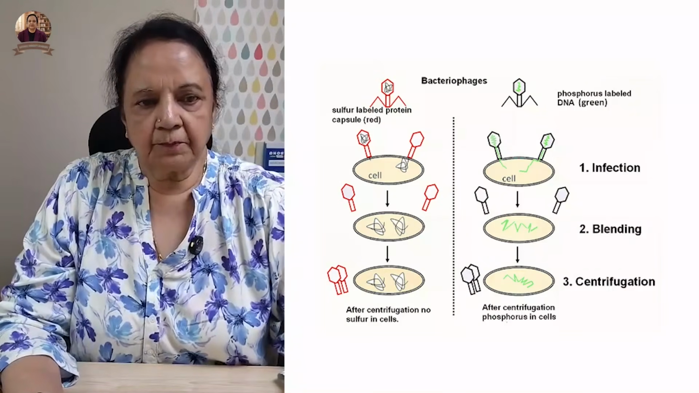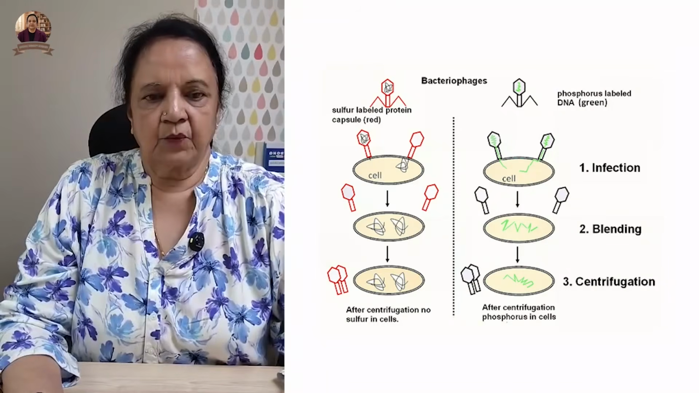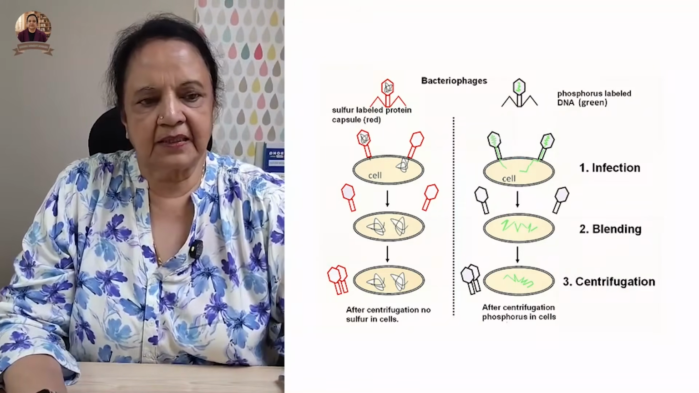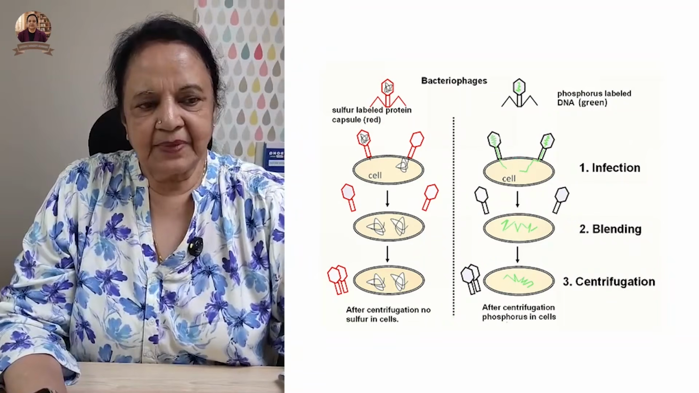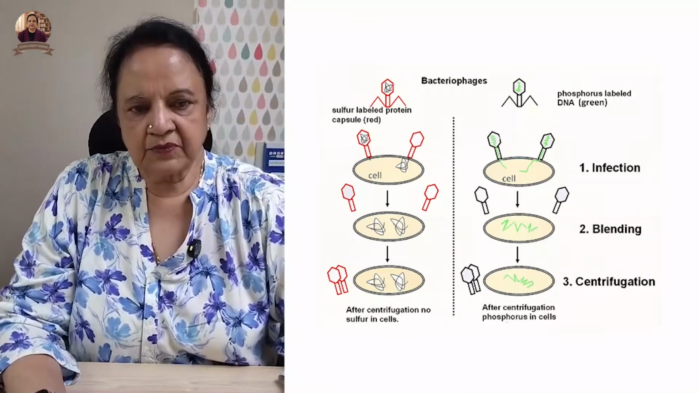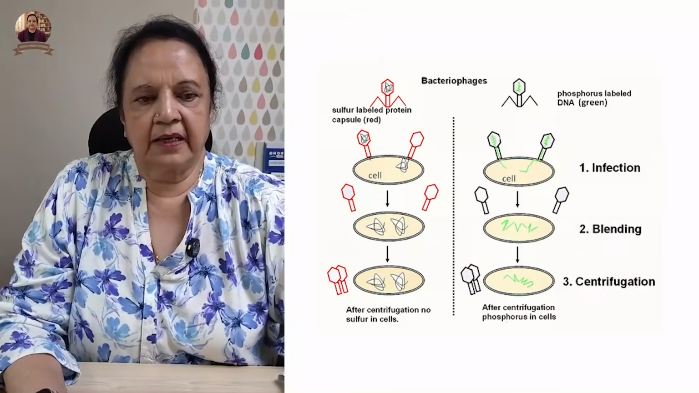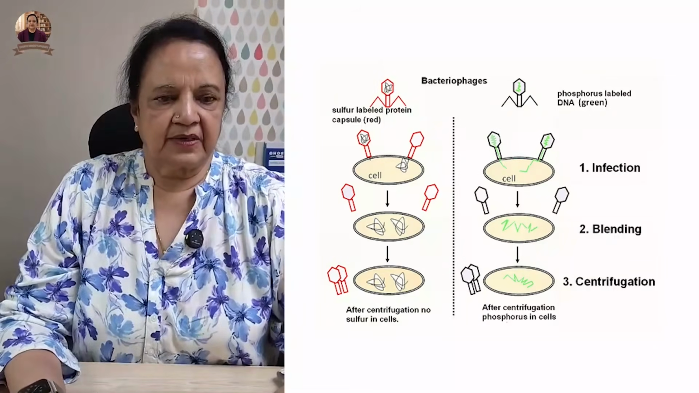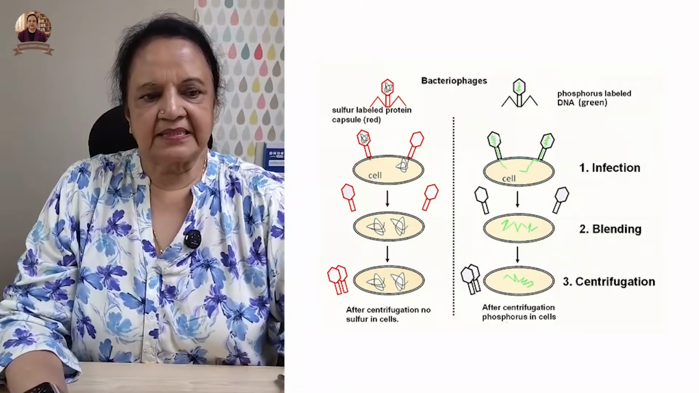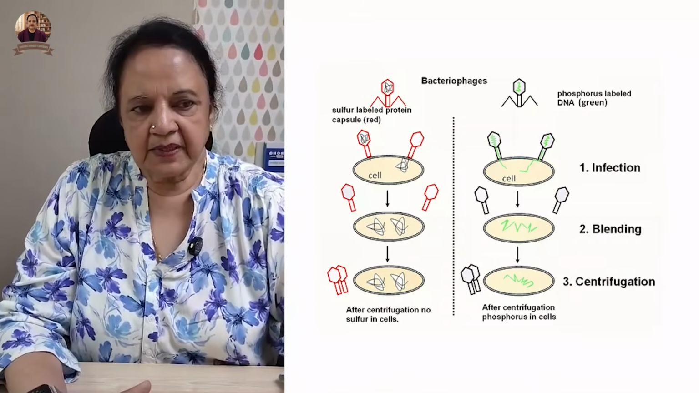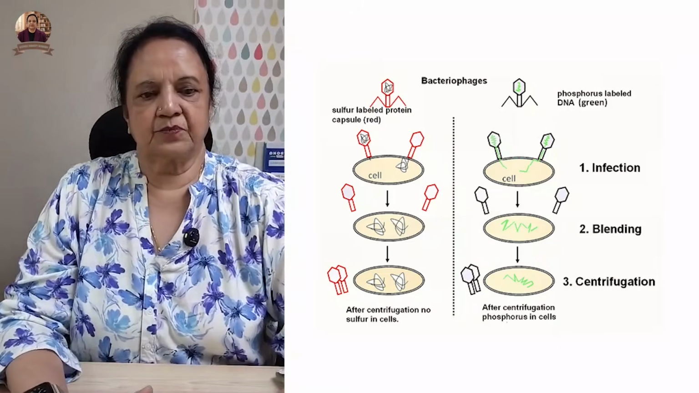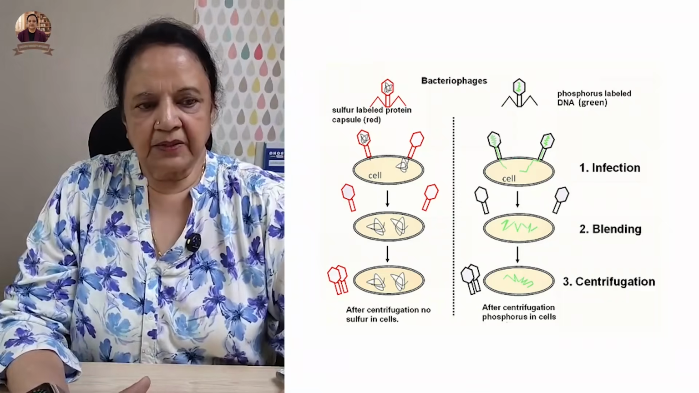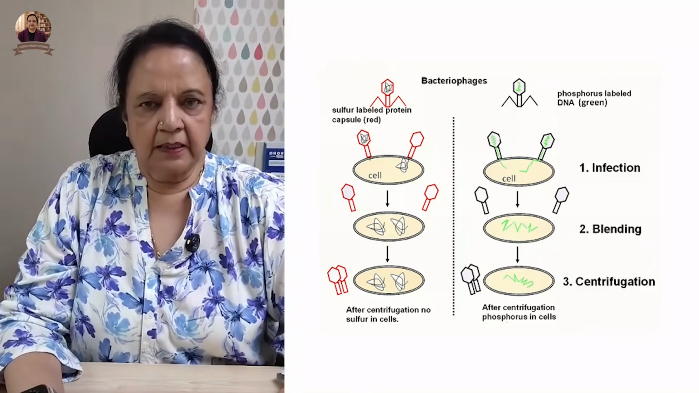They grew two batches of phages. One batch with radioactive phosphorus P32, which labels DNA because phosphorus is a component of DNA but not proteins. Another batch with radioactive sulfur S35, which labels protein because sulfur is present in amino acids like cysteine and methionine but not in DNA.